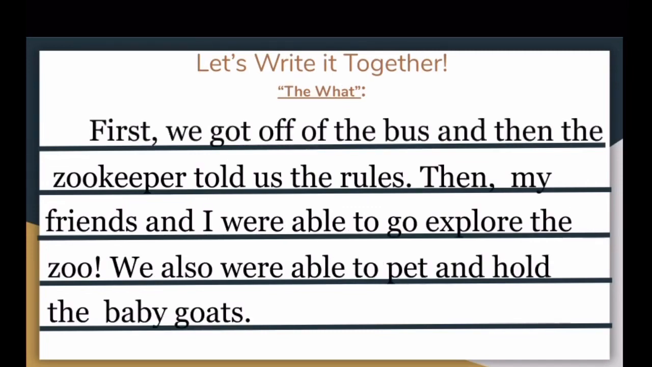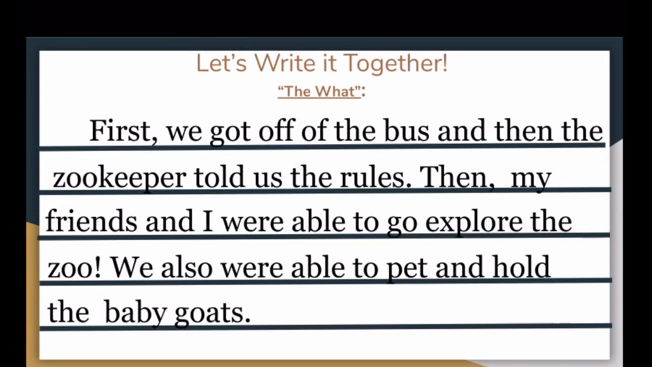First, we got off the bus, and then the zookeeper told us the rules. So this is the middle of my essay and my personal narrative. I am starting a new paragraph. So again, in the beginning of this sentence, I have 2 finger spaces before the word first.